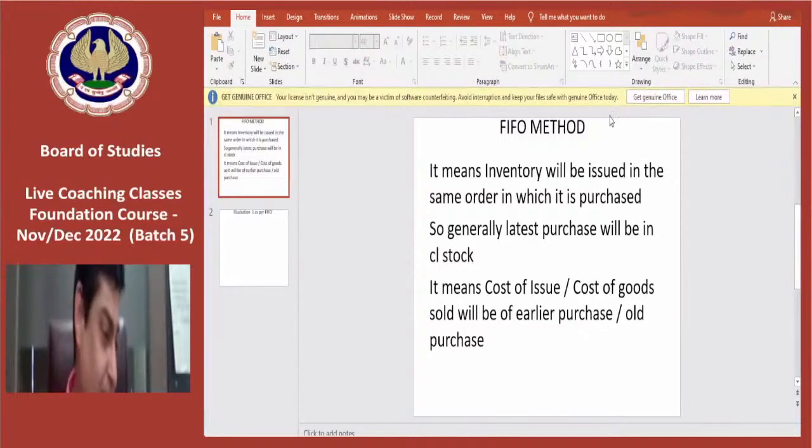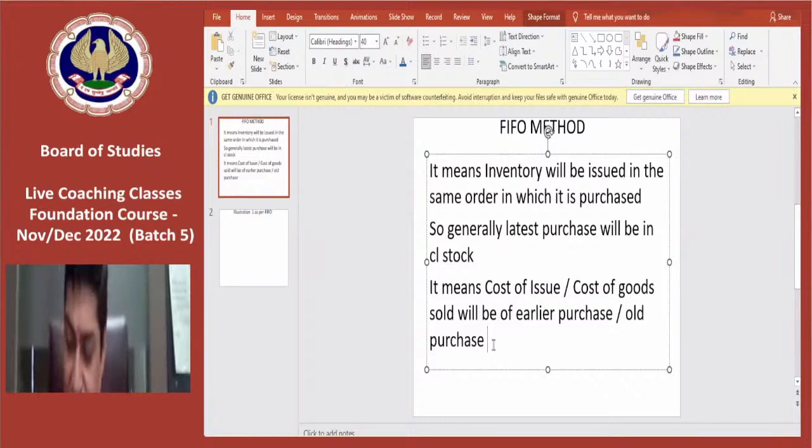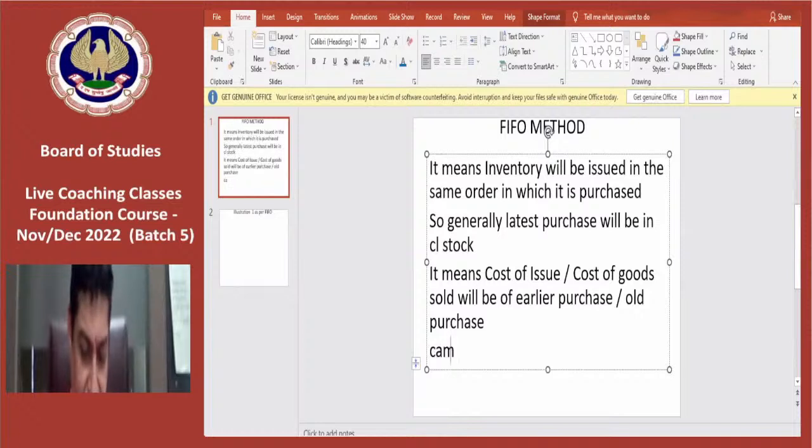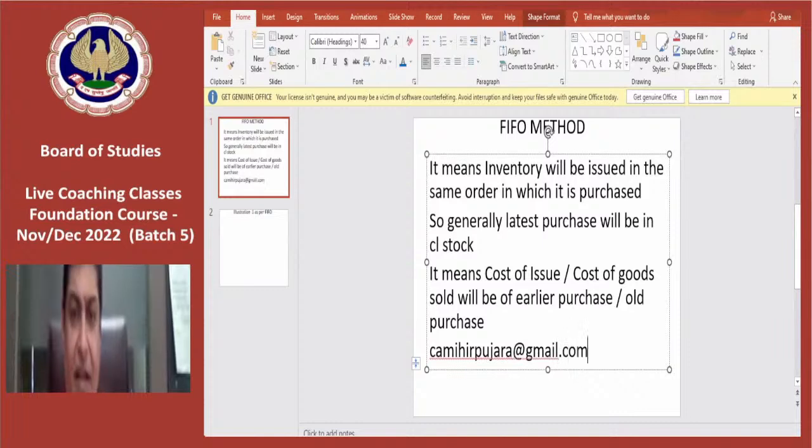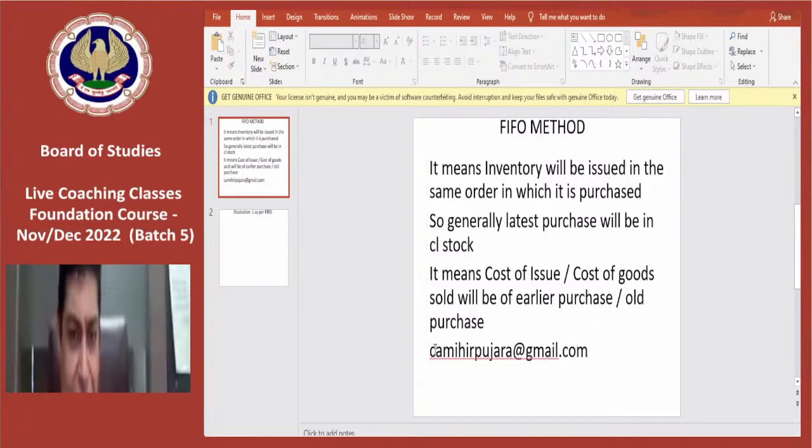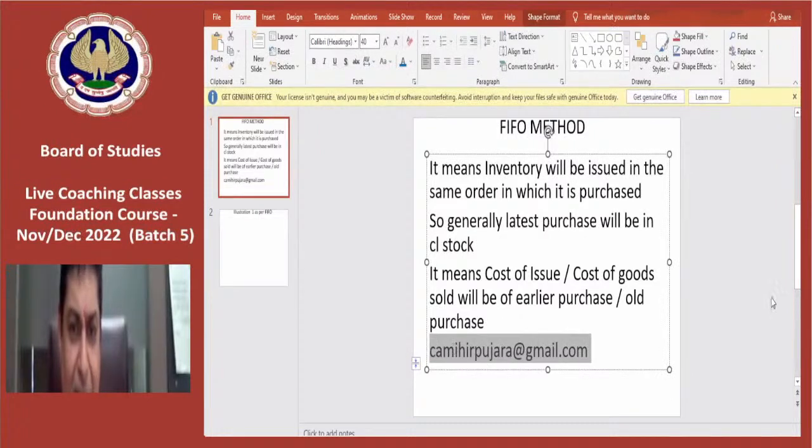And now, guys, from the next session, we will start questions of FIFO and LIFO. So we will start questions, illustrations of FIFO, LIFO, average method from the next session, guys.